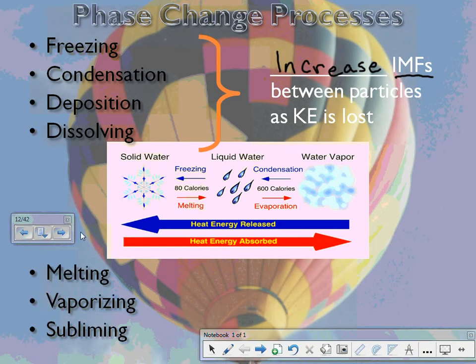Okay, let's look at some other processes. Here's three more: melting, vaporizing, and subliming.